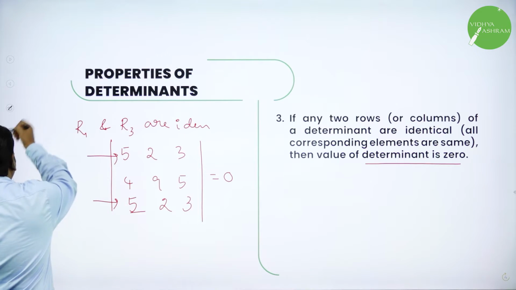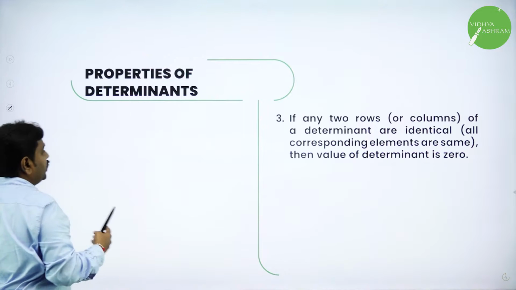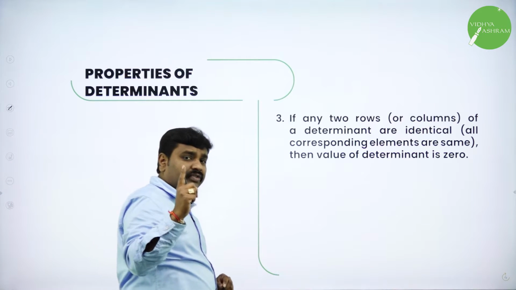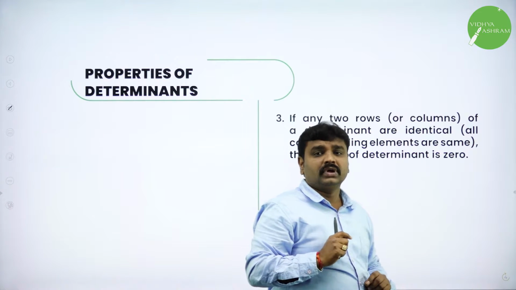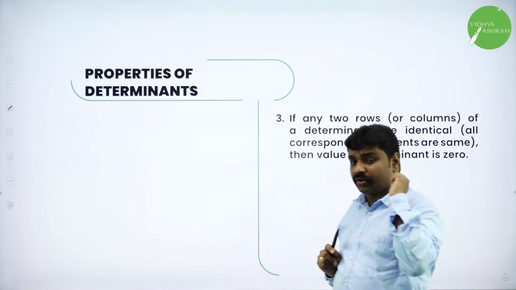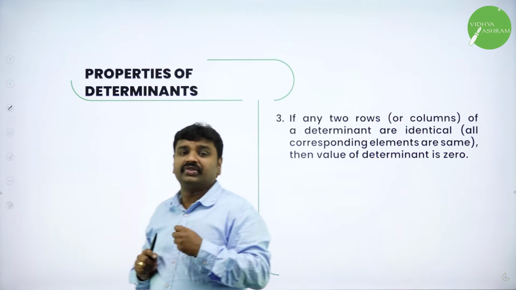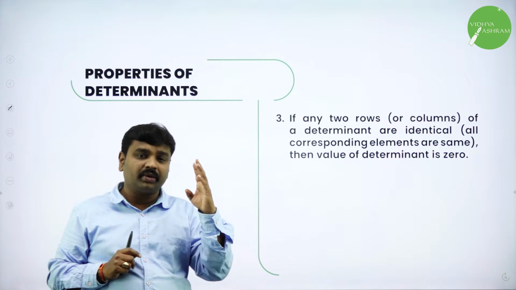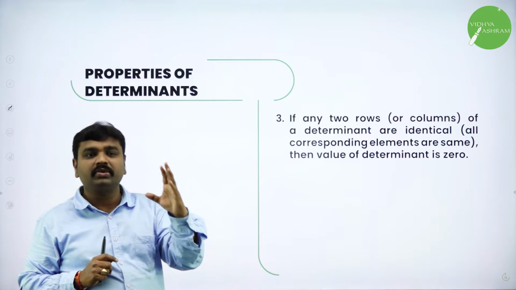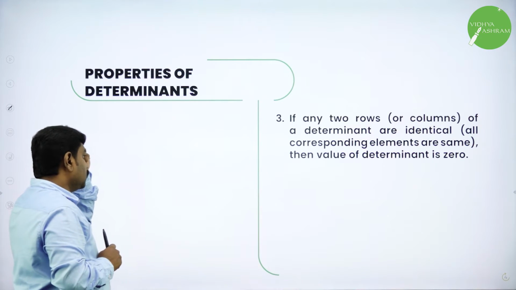So that we need to prove now. If any two rows or columns are identical, the value of determinant is what? 0. So now I need to prove the value of determinant is 0. How to prove the value of determinant is 0? Any two rows or any two columns, if they are identical, then the value of determinant has to be what? 0.